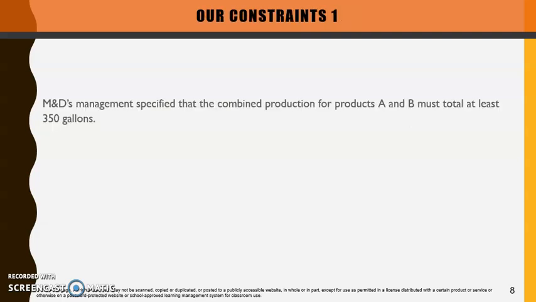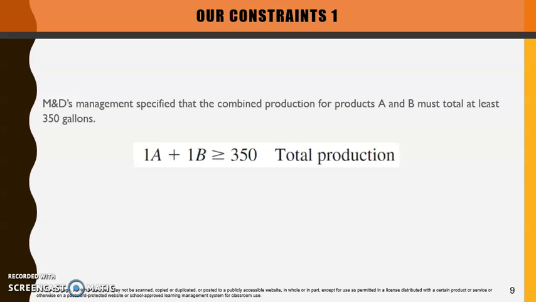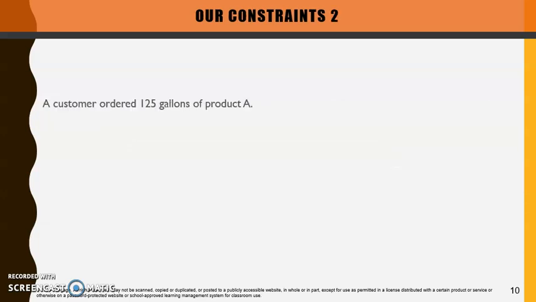The next step, our constraints. The first constraint talks about the fact that the production of A and B must total at least 350 gallons. So the summation of A and B, the number of gallons of A and B, should be greater than or equal to 350, as you can see in this slide. The next one says a customer ordered 125 gallons of product A. So the amount of production of product A, denoted by A, must be greater than or equal to 125 gallons.